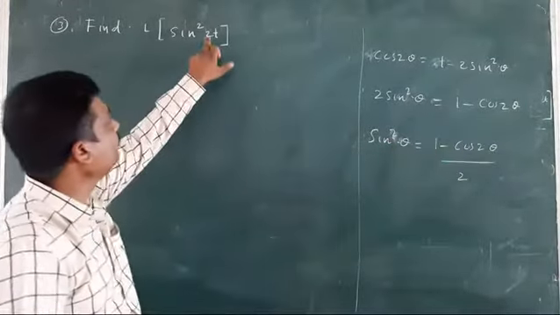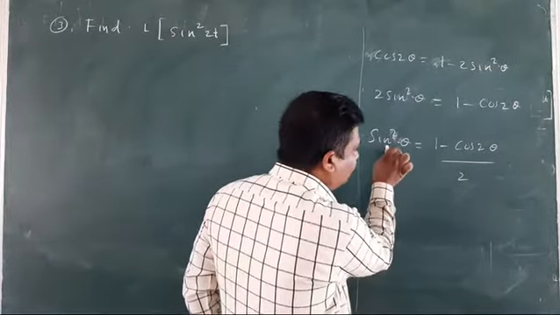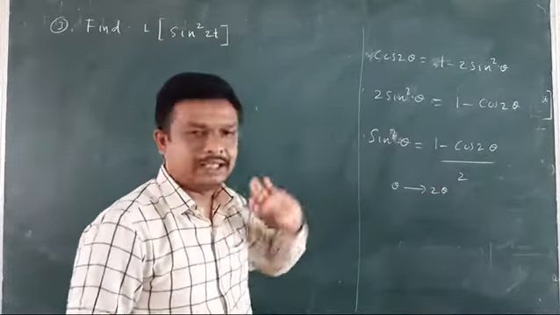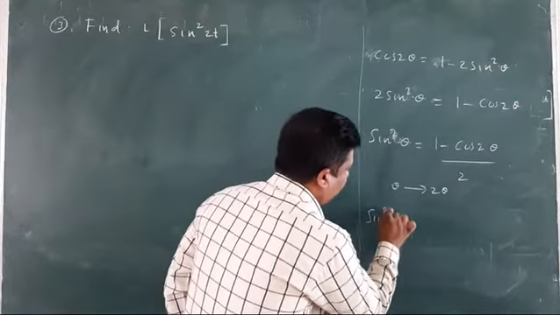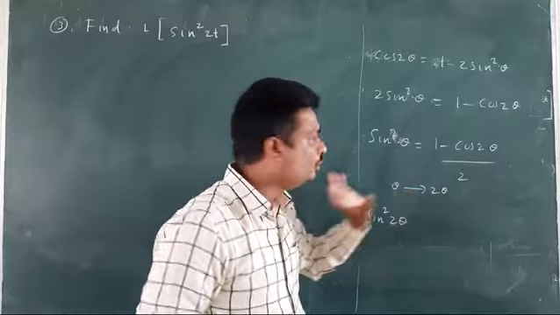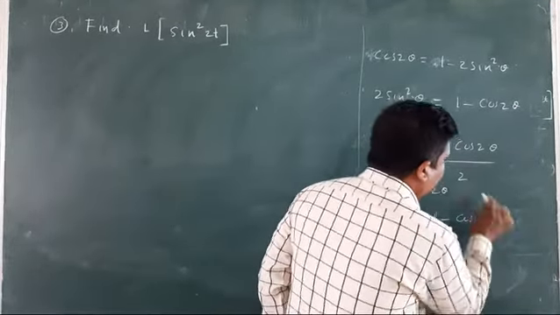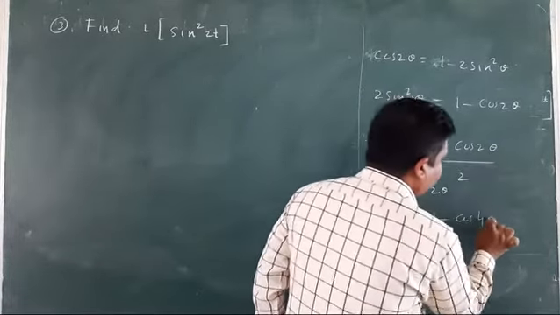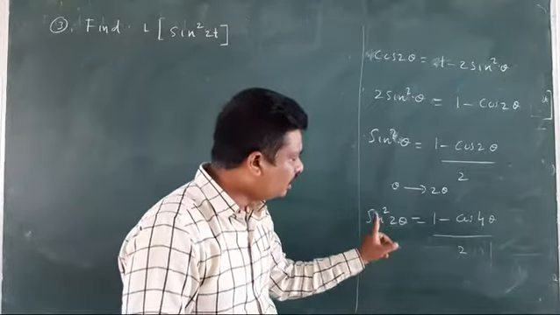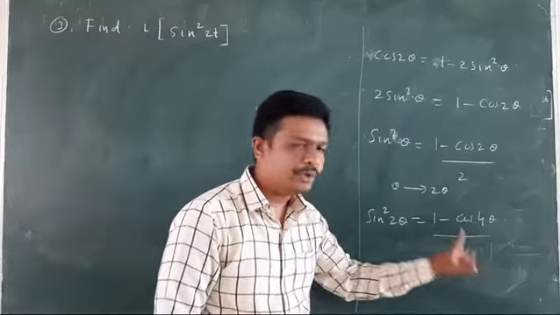But in the example we are having 2t. So for that what I do here, I will replace theta by 2 theta in the angle. So I will get here sin square 2 theta. Sorry, theta by 2 theta. So this becomes 1 minus cos 2 into 2 theta, so that is 4 theta, upon 2. So this is the formula for sin square 2 theta is equal to 1 minus cos 4 theta upon 2.